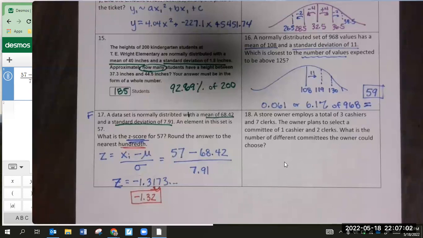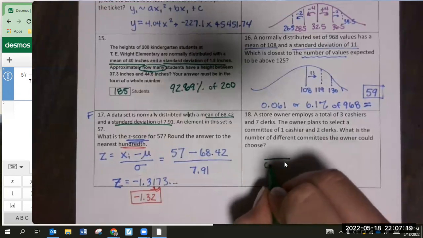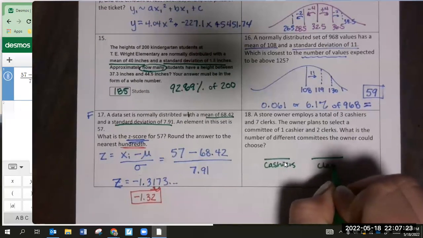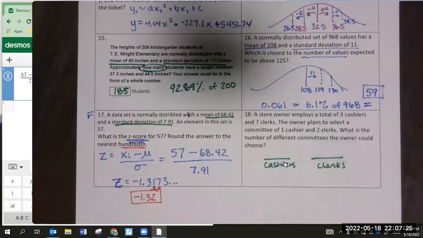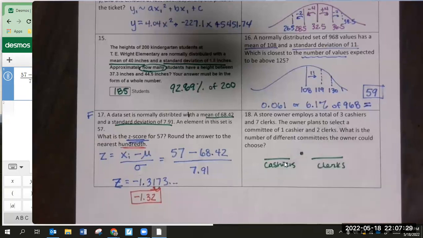Number 18: a store owner employs a total of 3 cashiers and 7 clerks. The owner plans to select a committee of 1 cashier and 2 clerks. What is the number of different committees the owner could choose? So we have 2 different categories. We have cashiers and we have clerks. Does it matter what order we choose the cashier and clerks in? Not really. It doesn't matter.